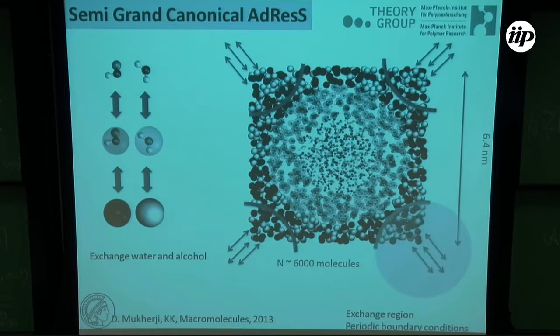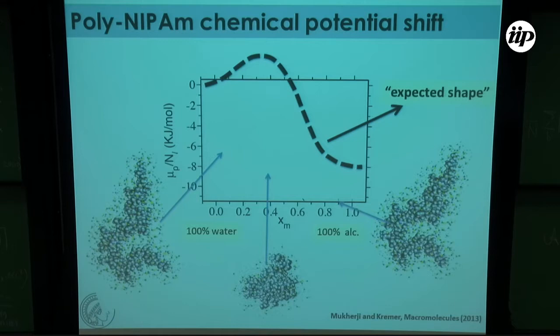And that means one can do this with fairly small systems, and when one arrives at a kind of chain, one arrives at a very interesting conclusion. That's what one would expect for the shift in chemical potential as a function of the alcohol concentration. So it's like this, and then it has to be more costly to get the chains into solution, so they collapse, and eventually they expand again. And this is what you find.